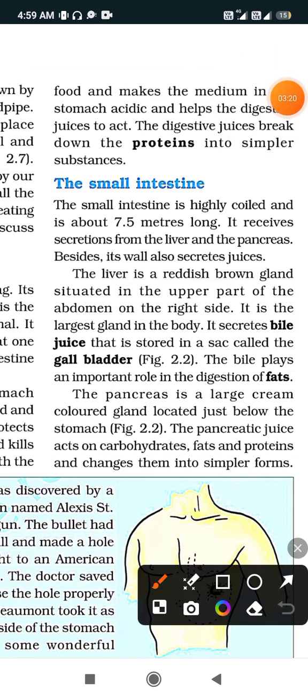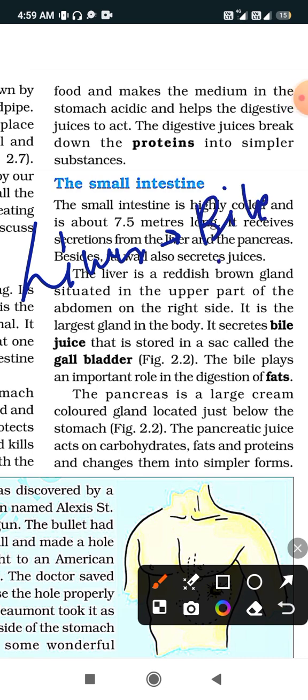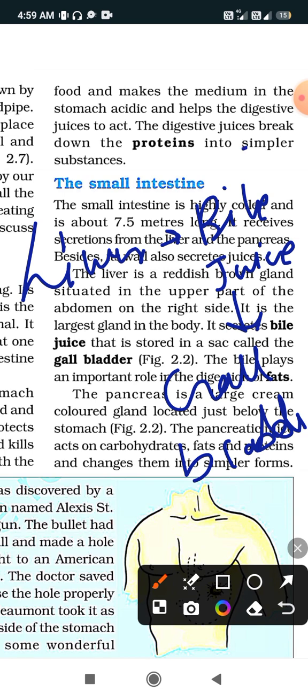So this is the three important points. Liver secretes bile juice, and bile juice is stored in the gallbladder, and bile juice is also used for the digestion of fats. Clear?